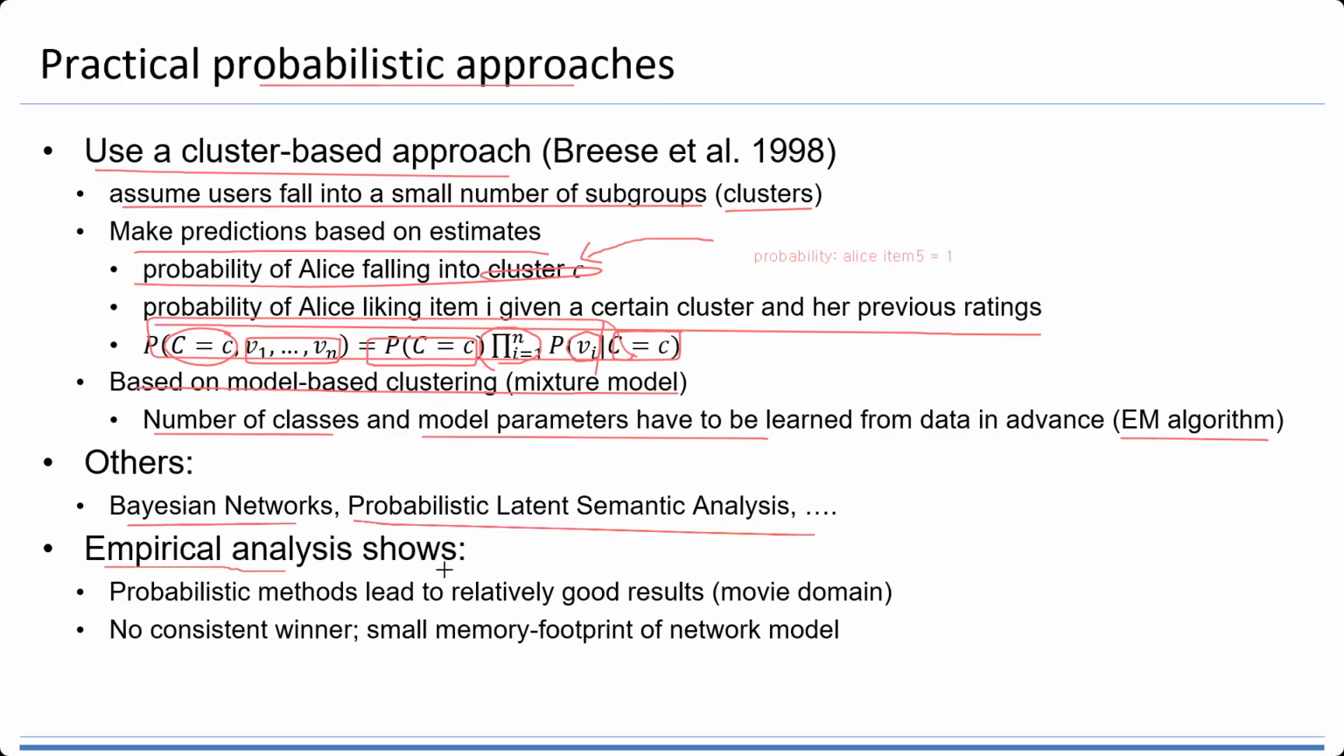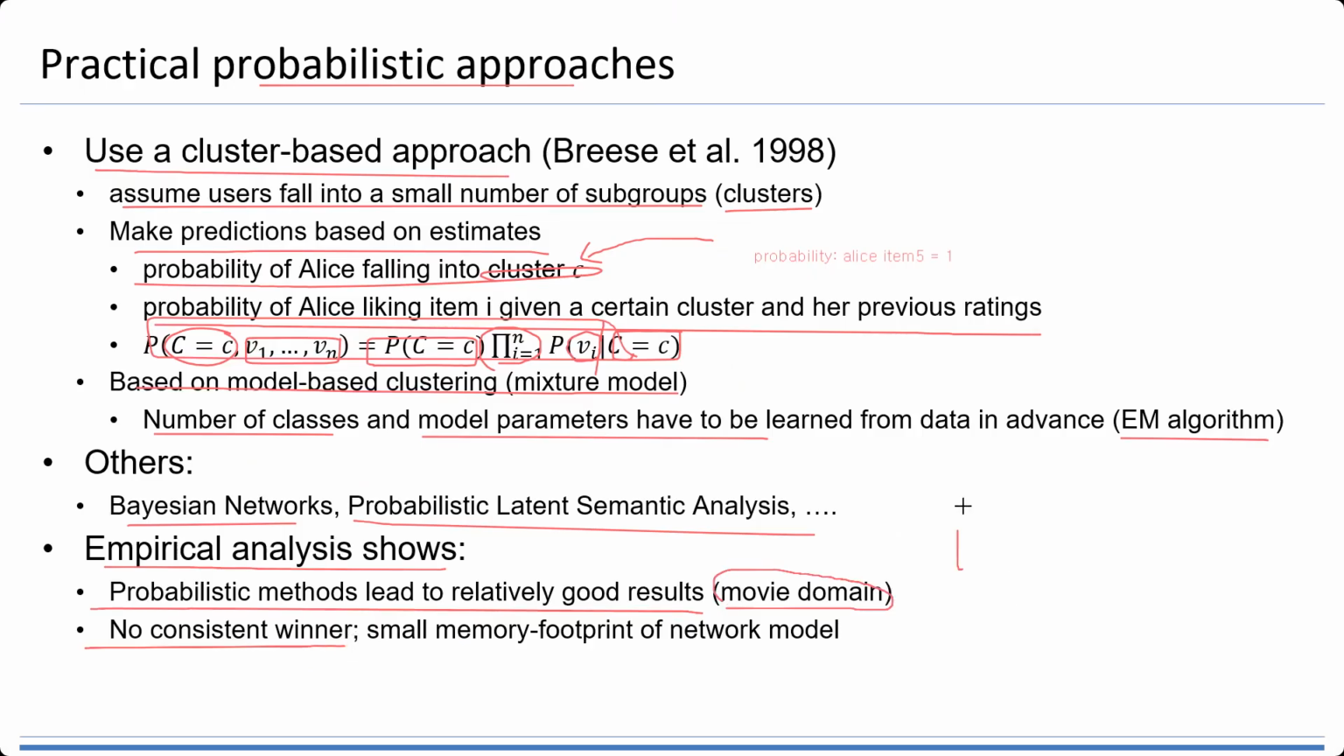The empirical analysis shows that the probabilistic methods lead to relatively good results. So for the movie domain, where everything is related to the rating of the movie, the probabilistic approach works well. And as you know, with probability, there is no consistent winner.